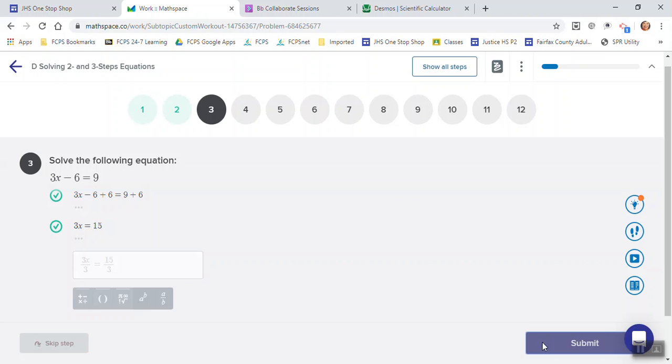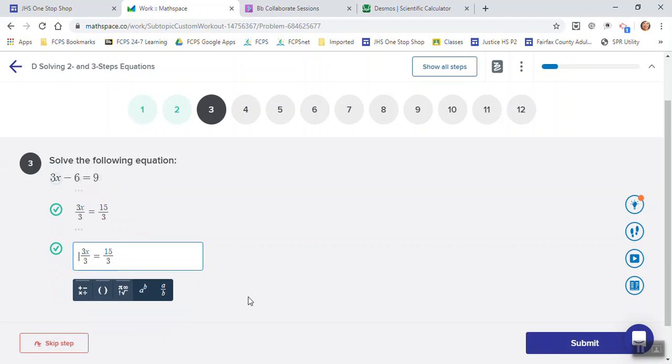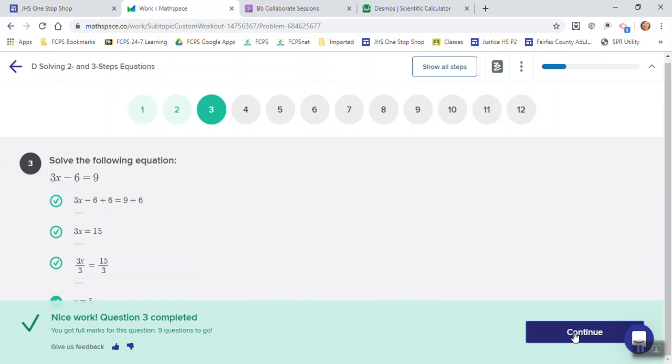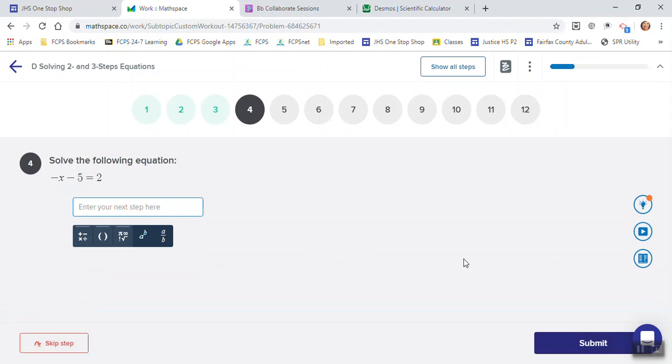So you submit. Now on the left side, you can remove 3 and 3, right? And then you have x here. And 15 divided by 3 is 5, right? So that should be the final answer. And that is correct. Let's go with question 4.